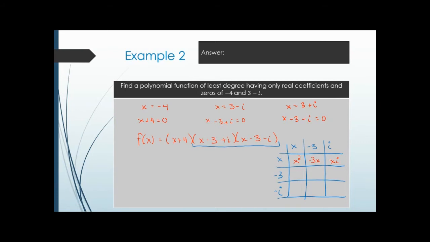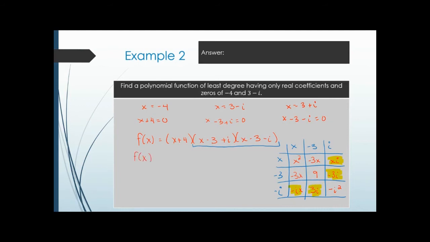Then second row, negative 3 times x is negative 3x. Negative 3 times negative 3 is 9. Negative 3 times i is negative 3i. Then I have negative i times x, so that's negative ix. Negative i times negative 3 is a positive 3i. Negative i times negative i is negative i squared. So most of these things cancel out. For example, the xi and the negative ix add up to 0. And then the negative 3i and the 3i add up to 0.